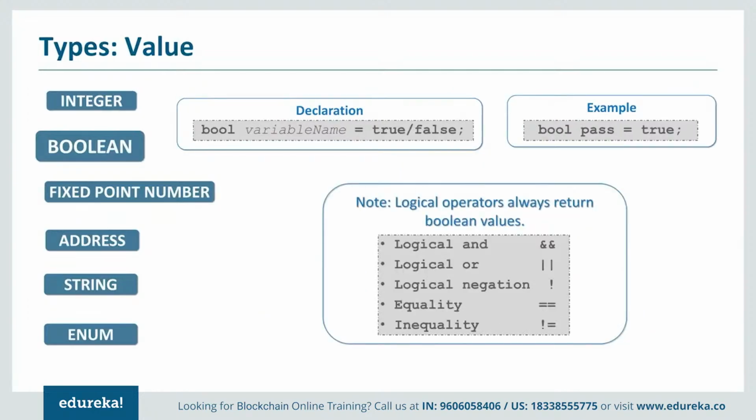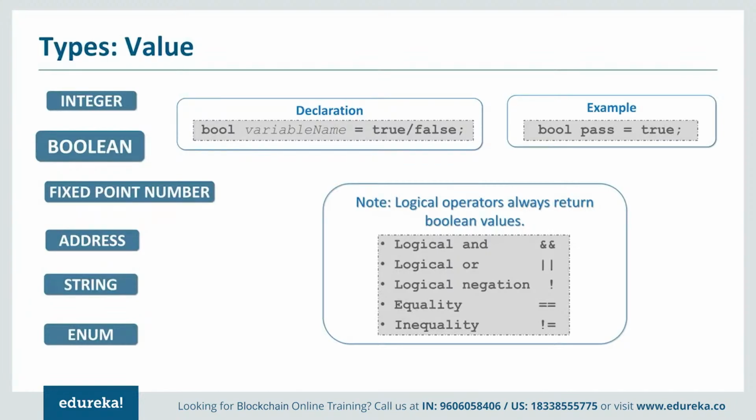Next, we have Boolean values. Now, as I said, Boolean values are of 2 types. They're either true or false. They're declared using the bool keyword followed by the variable name and then actually specifying whether the Boolean is true or false. For example, out here, we have a Boolean called pass and it has been assigned true. Also, if you all remember, I had told you all that logical operators always return Boolean values.